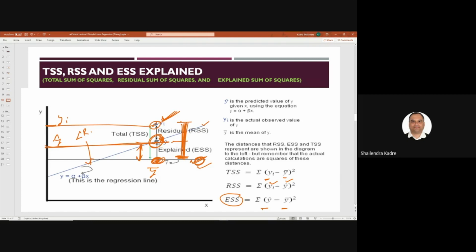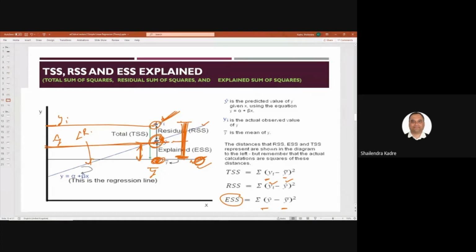And how much could you explain? The total error is actual minus mean. So out of that, how much could you explain? Can anybody explain what is ESS, the explained sum of squares? Sir, the difference between the predicted model value and the mean value. Yes, the difference between the predicted value and the mean value is the difference we could explain.